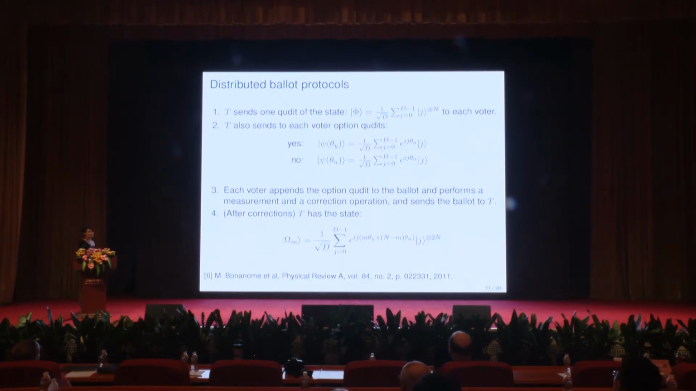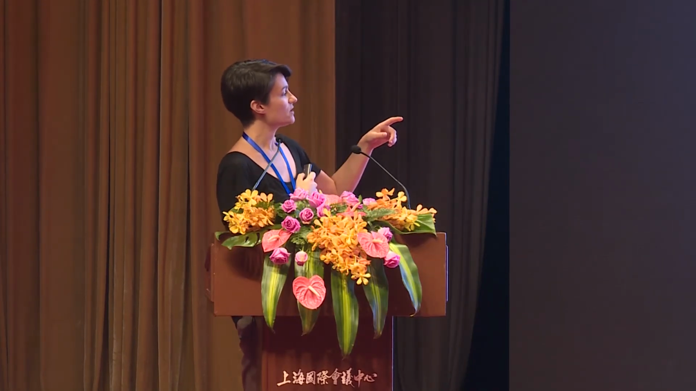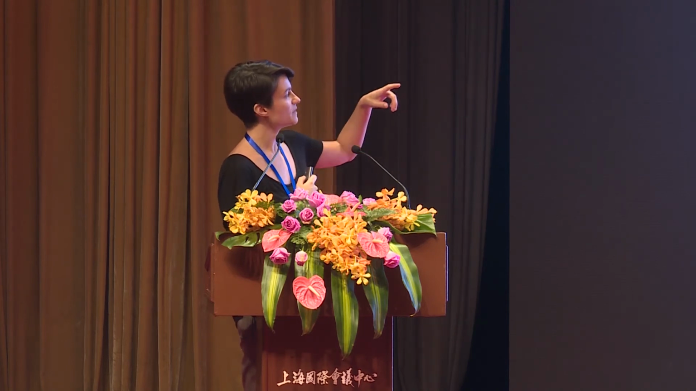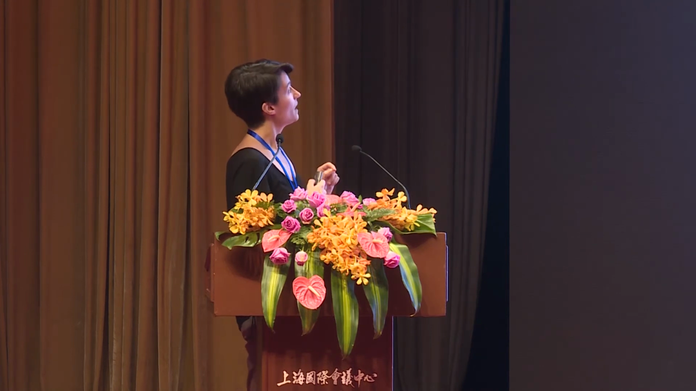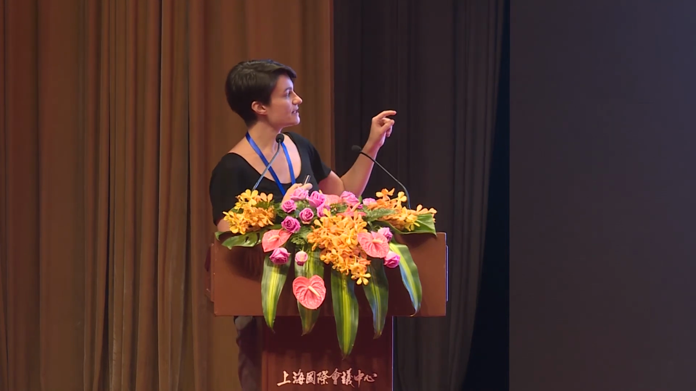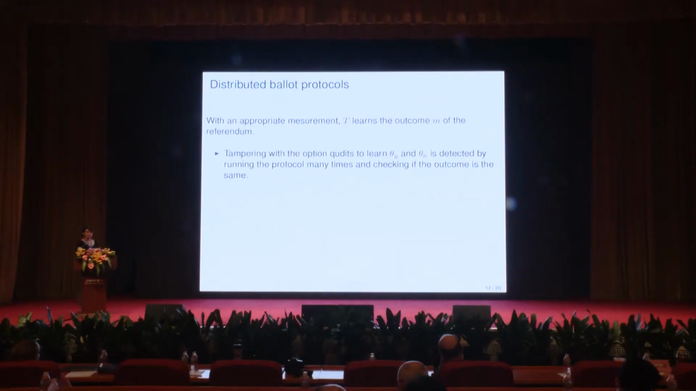And then at the end, the tallyer has a big entangled state that includes in the exponent, as you see, theta y and theta n, which is a specific way that the option qubits have been formed, and it also includes this m in the exponent, which is the number of yes votes. So by doing an appropriate measurement, the tallyer has all the information in order to get back the outcome m of the referendum.